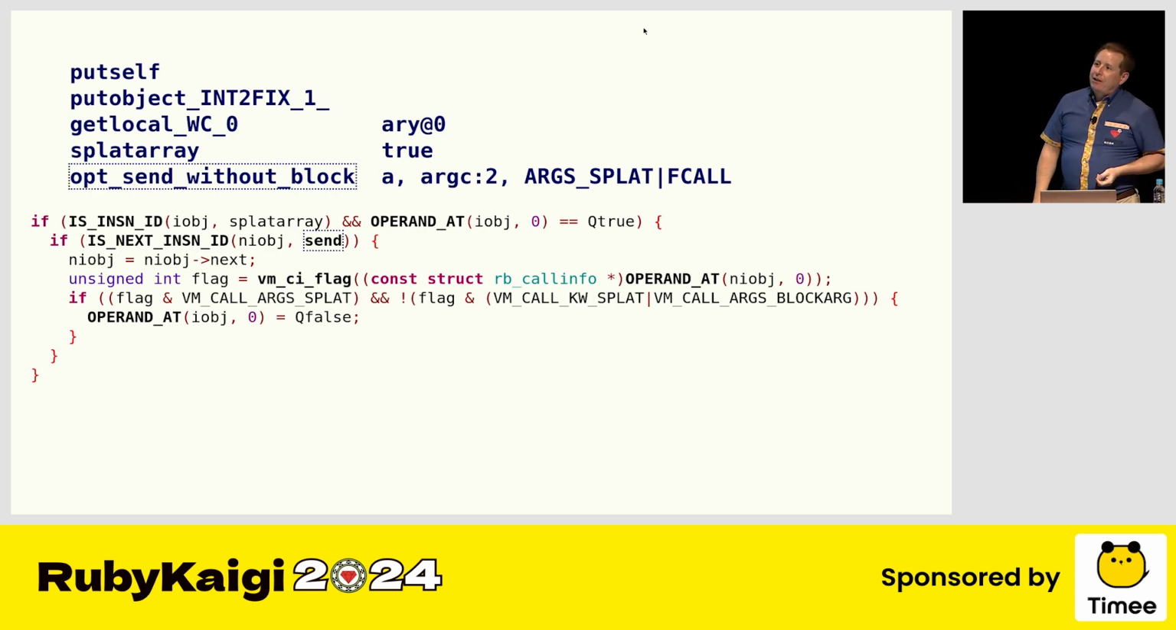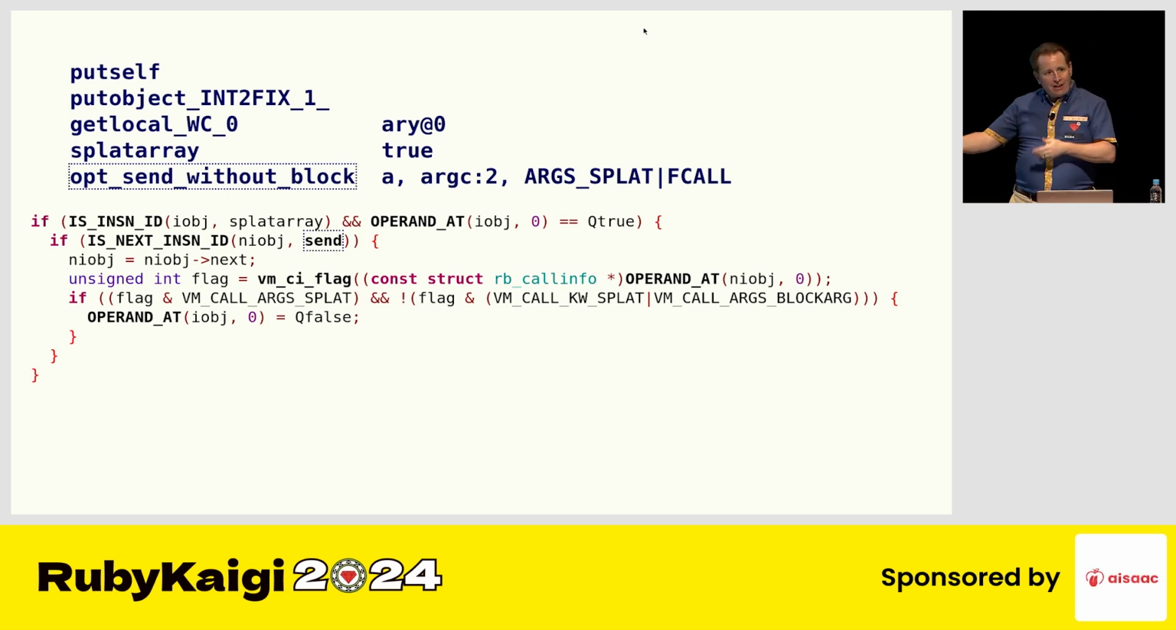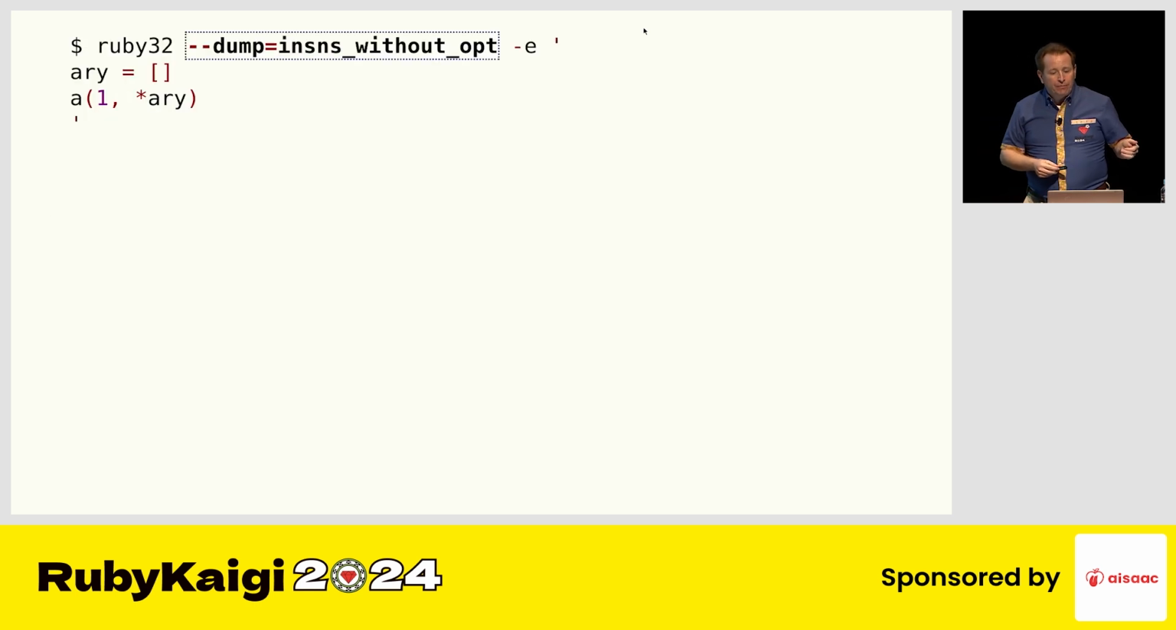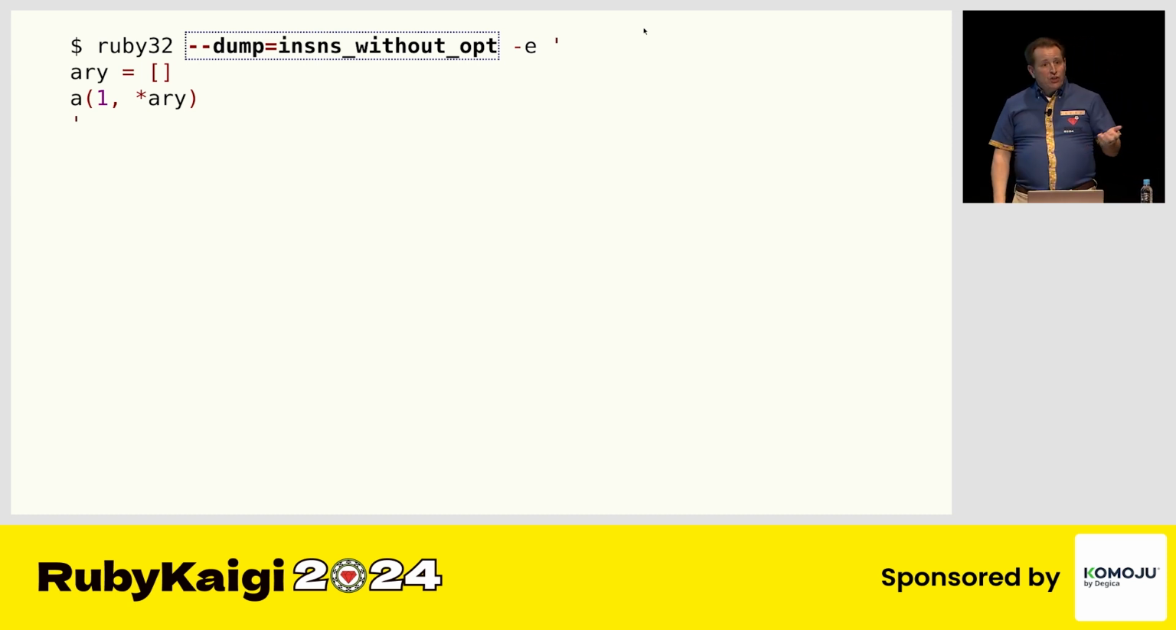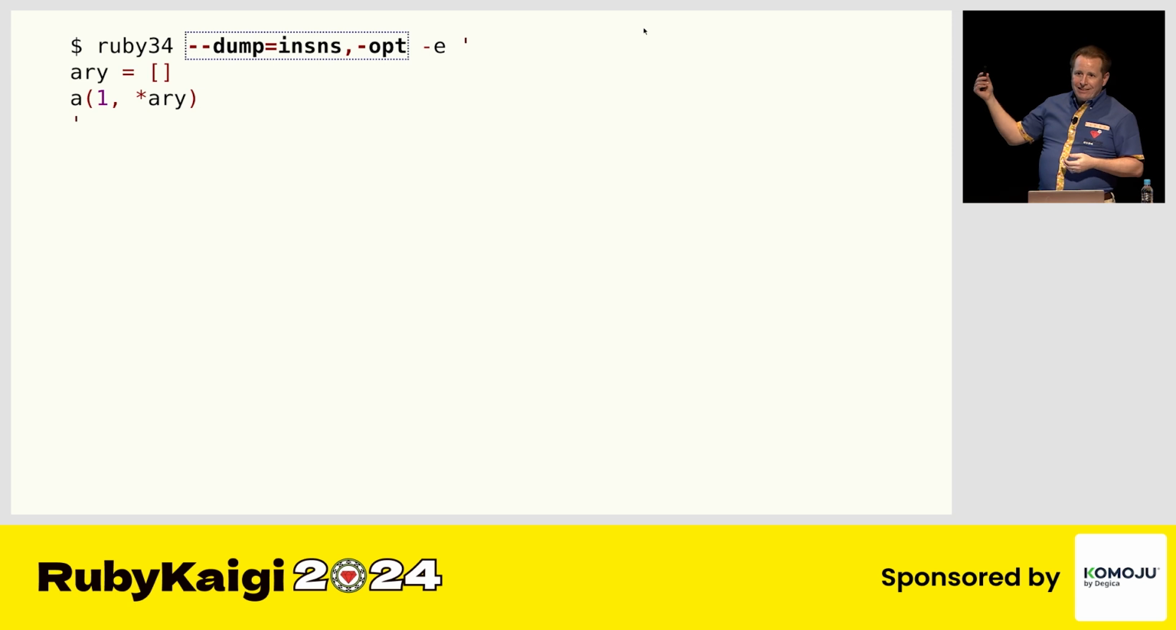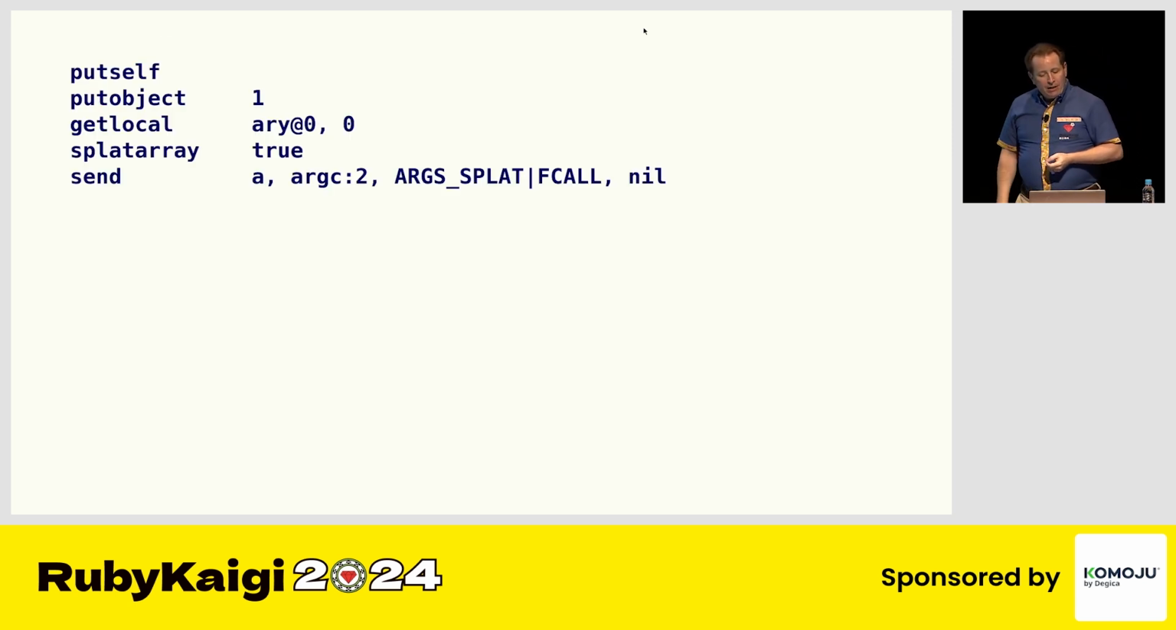Now there's a disconnect here, because the instruction shown in the output is opt send without block, and the instruction that the optimizer code is checking for is send. The reason for this disconnect is the instructions I'm showing you are the instructions after optimization, not the instructions before optimization. So when working in the optimizer, it's often useful to get Ruby to output the instructions before optimization, which you can access via the instructions without opt argument for the dump option. Note that this dump option value is changing in Ruby 3.4, so in Ruby 3.4 you'll need to use this value for the dump option. So here are the instructions for the method call before optimization.